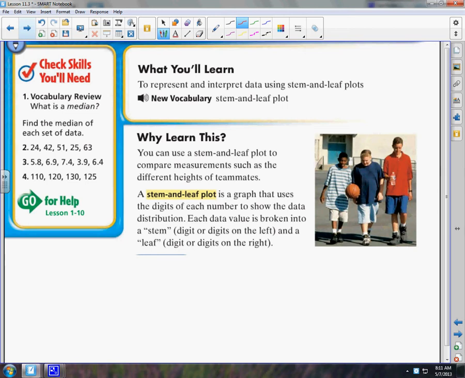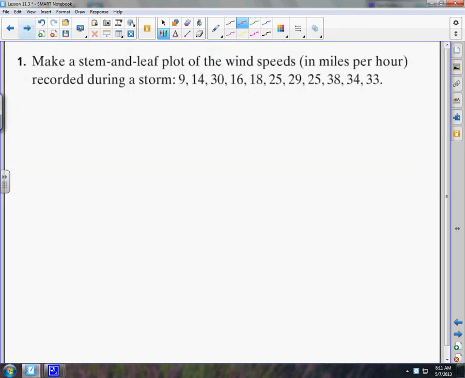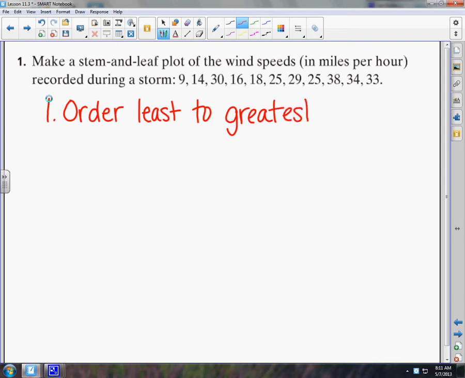All right, so here's how you do a stem and leaf. It says, make a stem and leaf plot of the wind speeds in miles per hour recorded during a storm. So, copy this down. Number 1, order your numbers from least to greatest. Okay, so let's do that.